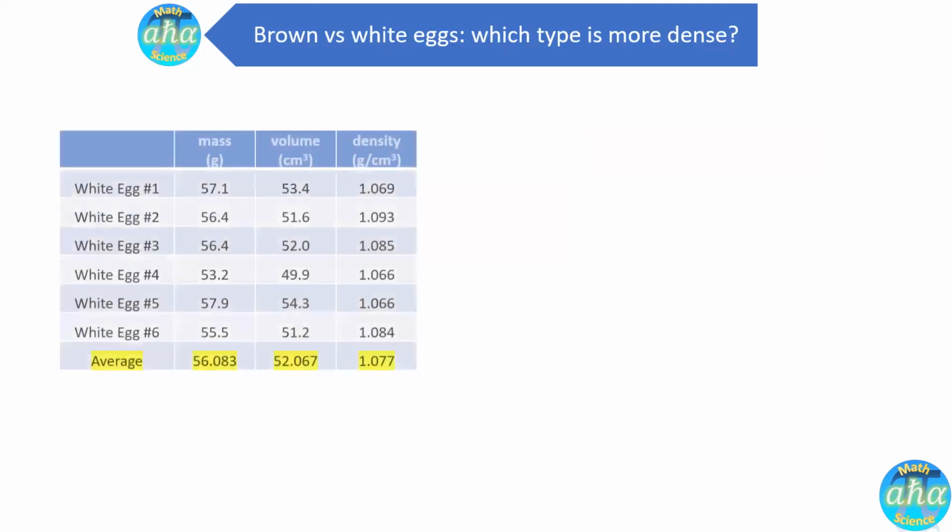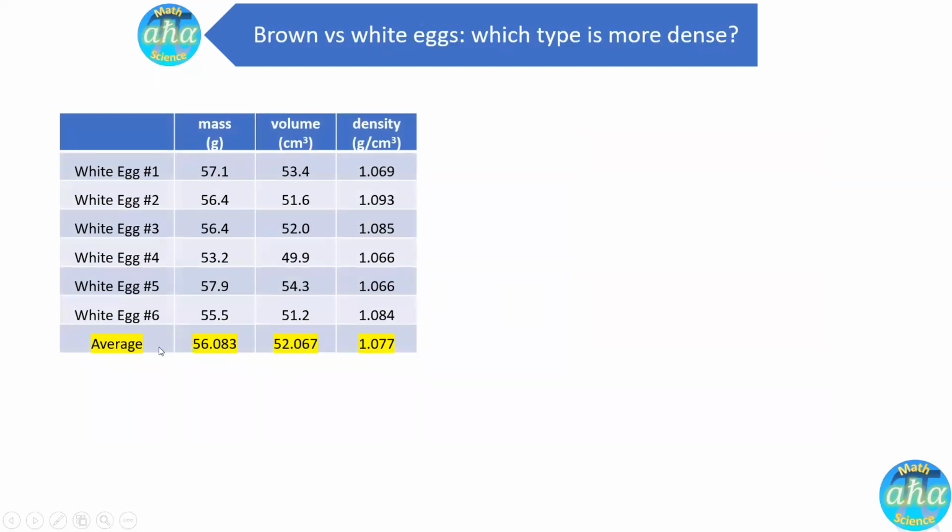So now we can actually look at other samples. We did that for all the white eggs, 1 to 6, and the mass varies a little bit, so does the volume. But on average, the mass of the white eggs is 56.083 grams. The average volume is 52.067 cubic centimeters. And for each egg, we do mass over volume. We determine the density of each egg. Also, the density of these eggs varies a little bit from 1.06 to about 1.09. That's kind of the range. On average, the density of the white eggs is 1.077 grams per cubic centimeter.